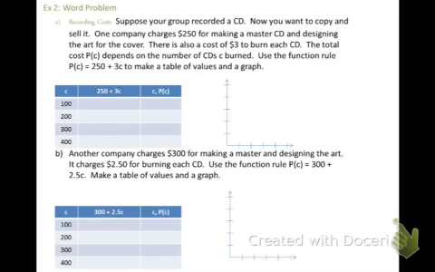Use the function rule. So they give you the function rule. Isn't that nice of them? To make a table of values. So I made a table of values. Now, you cannot sell a negative amount of CDs. But I'm being nice. I'm thinking you're going to sell in the hundreds. So I chose 100, 200, 300, 400 CDs.